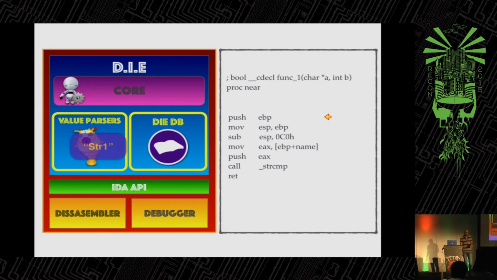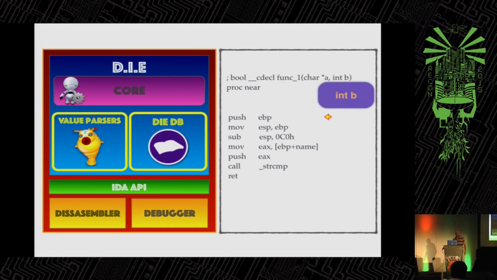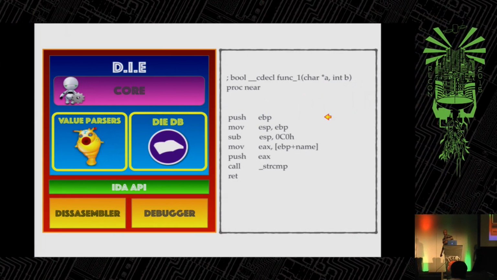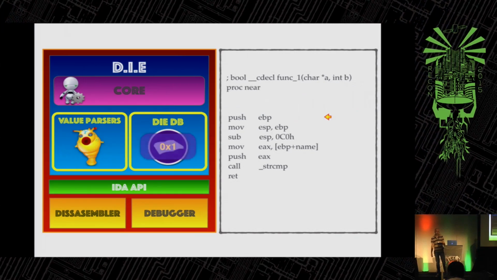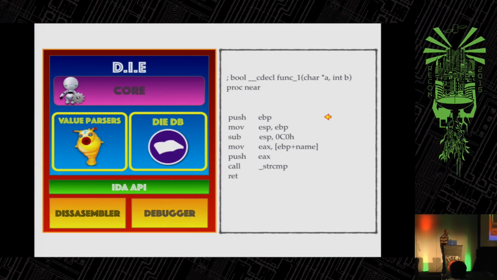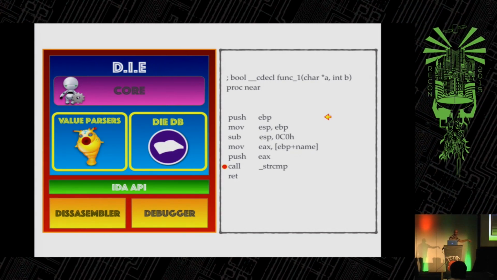And the output of this will be str1, and str1 will be stored in the database. Now, the second argument is an integer, and it too will be passed to the value parsers. However, we don't have a parser for integer, so we just simply store the raw value inside IDB. Now, after we did that, there's another thing we do, and that's walk through this function again for call instructions.